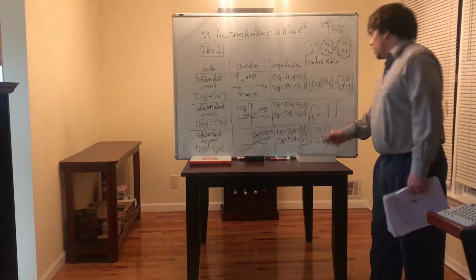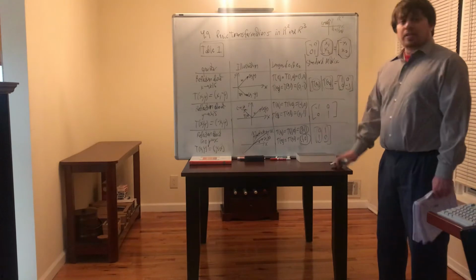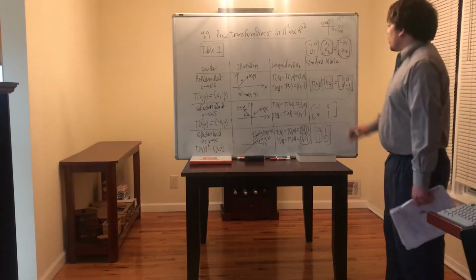That's T of E2, the second column: 1, 0, 1, 0, 0, 1, 0, 1. Okay? And so that's the standard matrix for reflection about the line y equals x.